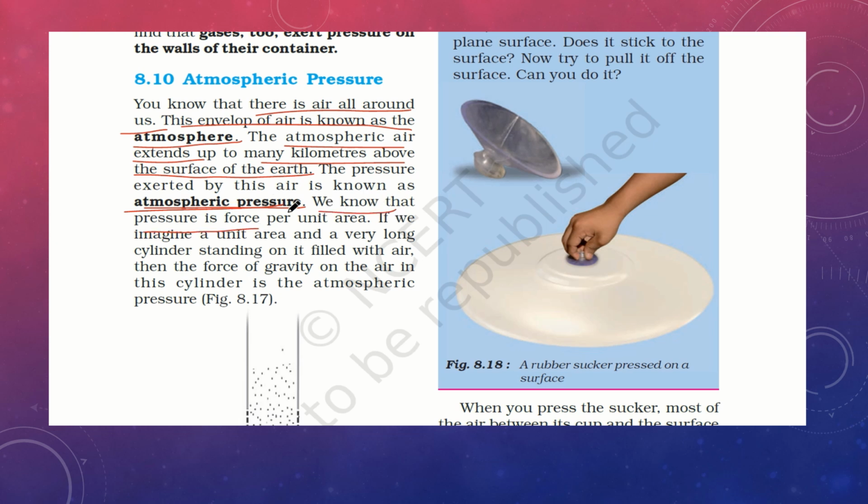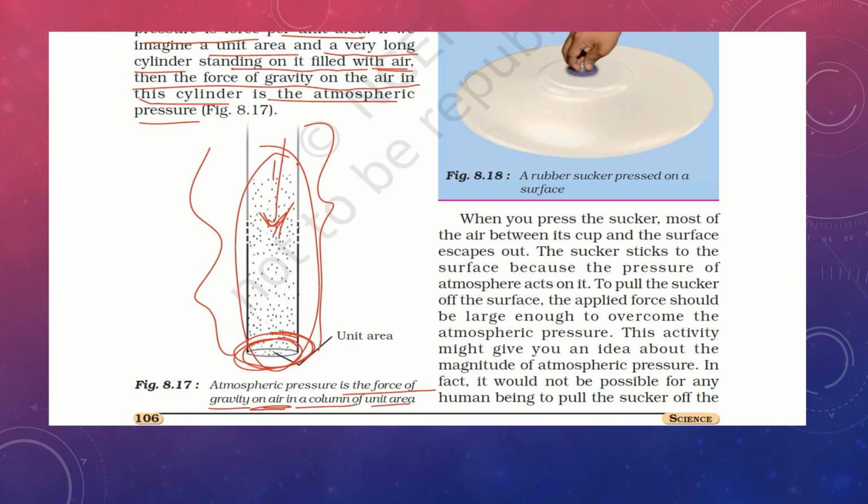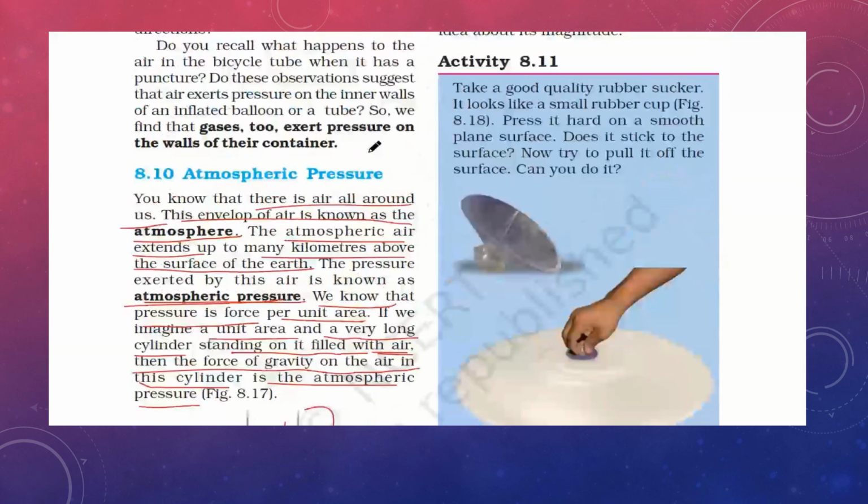We know that pressure is the force per unit area, as we studied in the previous part of this video. If we imagine a unit area and a very long cylinder standing on it filled with air, then the force of gravity on the air in this cylinder is the atmospheric pressure. This is the full cylinder filled with air, and this is the unit area. So the force of gravity on the air in the column, applied per unit area, is the atmospheric pressure. Is it clear? Okay, now let us do an activity.